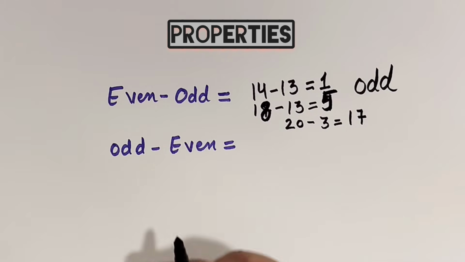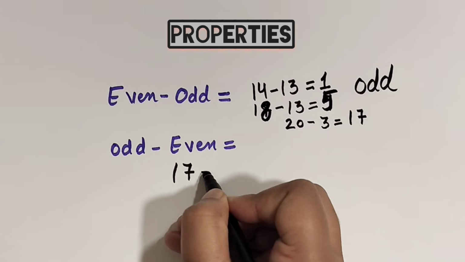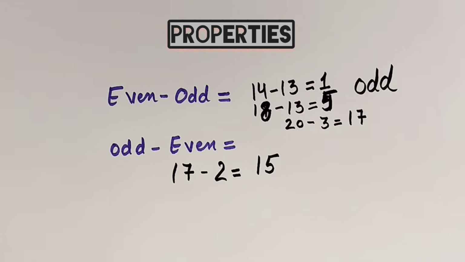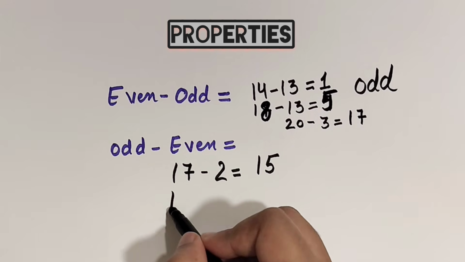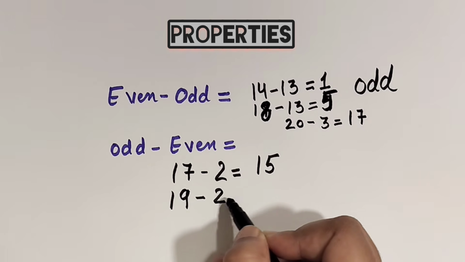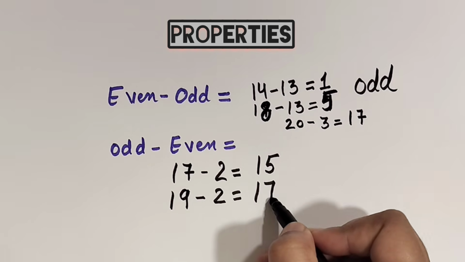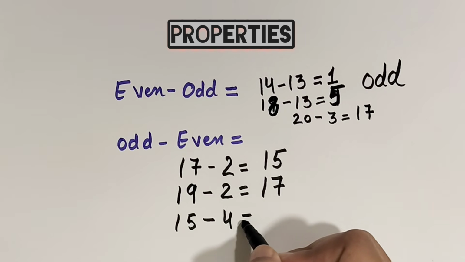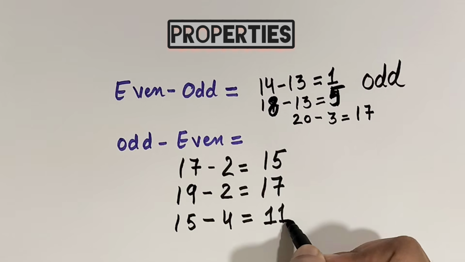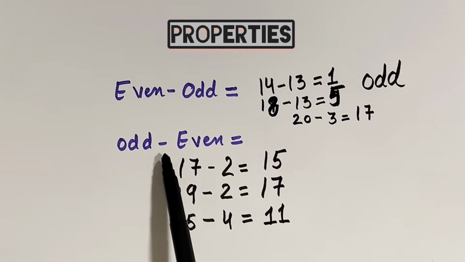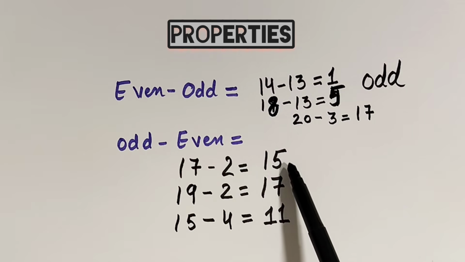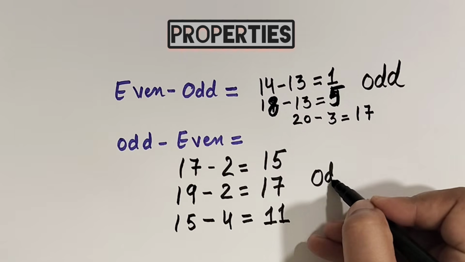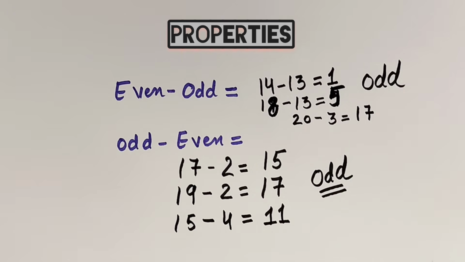Now let's see what happens when we subtract even from an odd. So 17 minus 2 is equal to 15. 19 minus 2 is equal to 17. 15 minus 4 is equal to 11. So you can see that when we subtract even number from an odd number, we get an odd number here. So the result of subtracting even number from an odd number is an odd number.